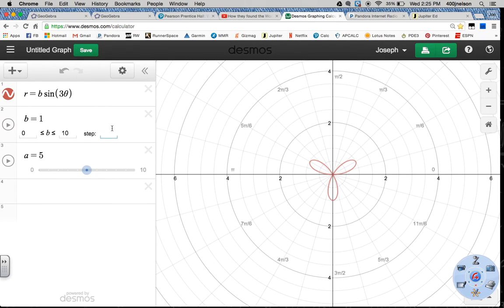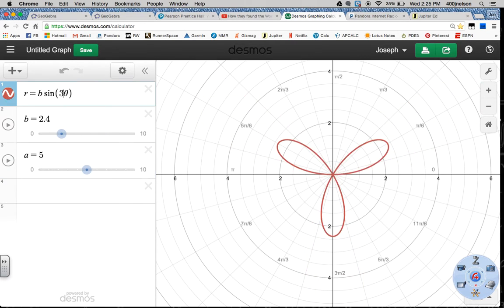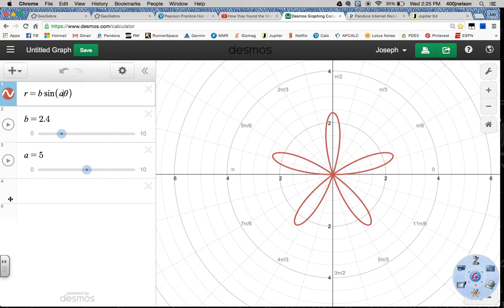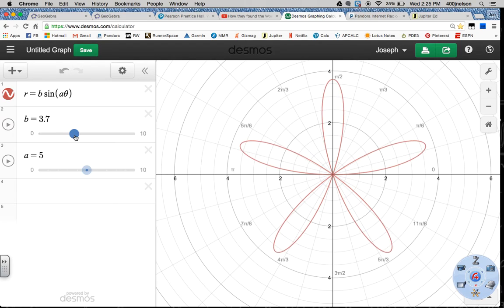Steps don't really matter for this one, for us. We can go by decimals, which is what they're going to do. And let this be a. I already had this a down here, but if you typed a there, it would also ask you to add a slider, which is super fun, because you can change your equation as you go.